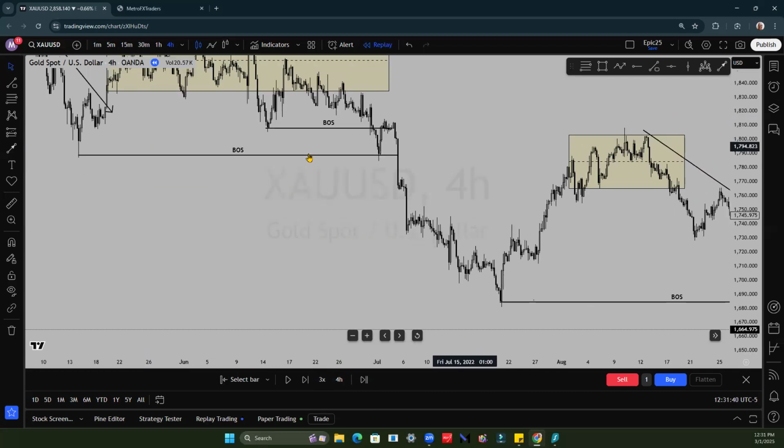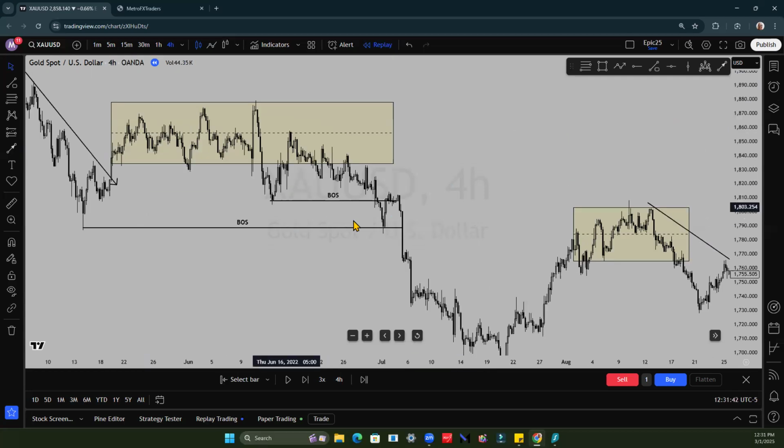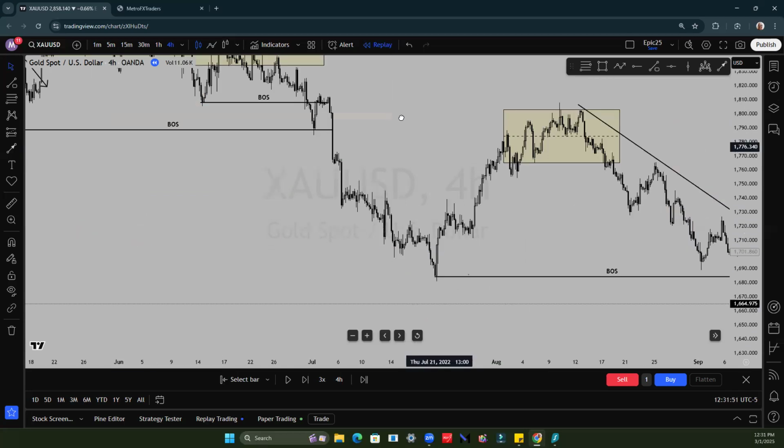Because you're in this consolidation, and all of a sudden, what does it do? It breaks that structure line right here and goes lower, and also breaks your structure line right here. It's another lower low.